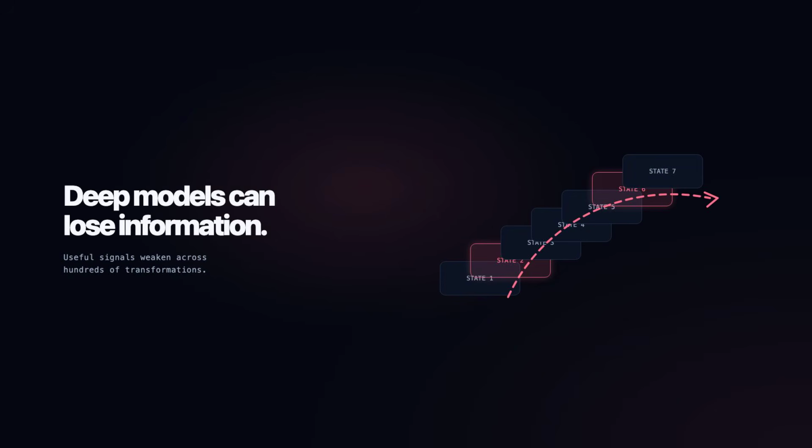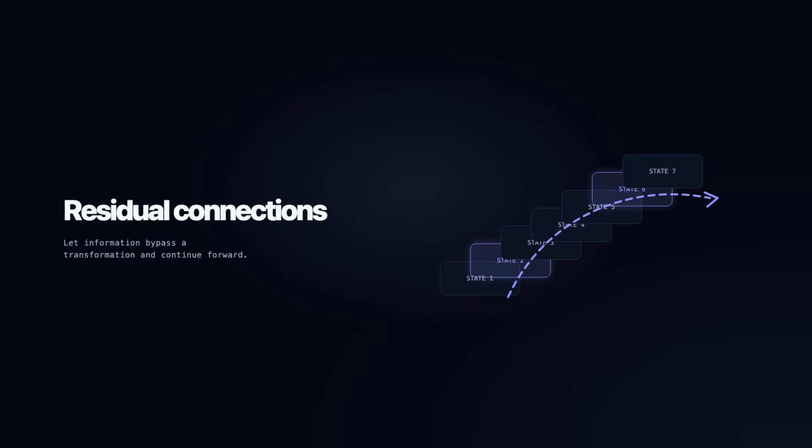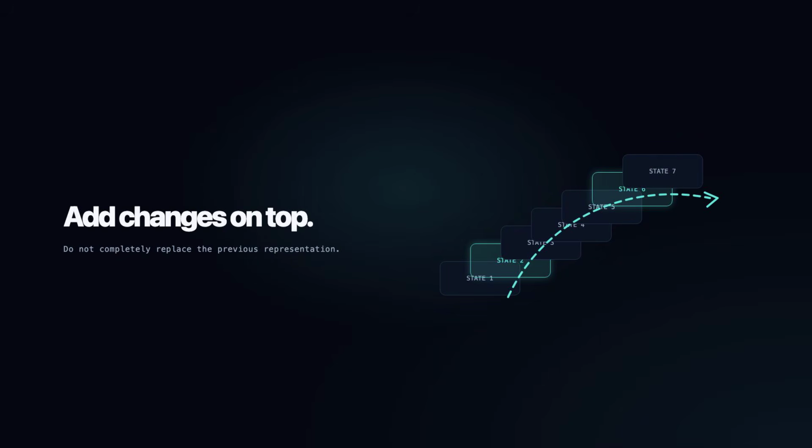Deep models can lose information. Even with efficient experts and attention, another problem remains. As information passes through hundreds of transformations, useful details from earlier layers can become diluted. Transformers normally use residual connections to reduce this problem. A residual connection allows information to bypass a transformation and continue forward. Instead of completely replacing the previous representation, each layer adds its changes on top.